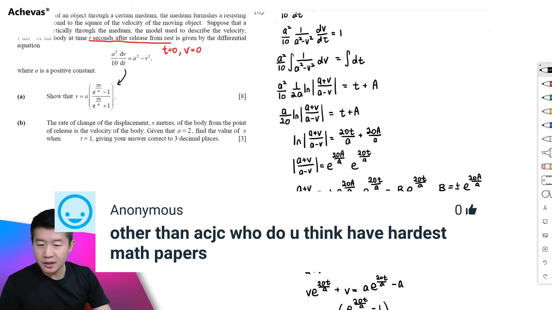I'm not sure actually, because I've not seen any of the 2020 papers this year, but so far based on the 2019 papers that we have done here, I do think ACJC is the hardest that we did, then after that it was ASRJC that we did.